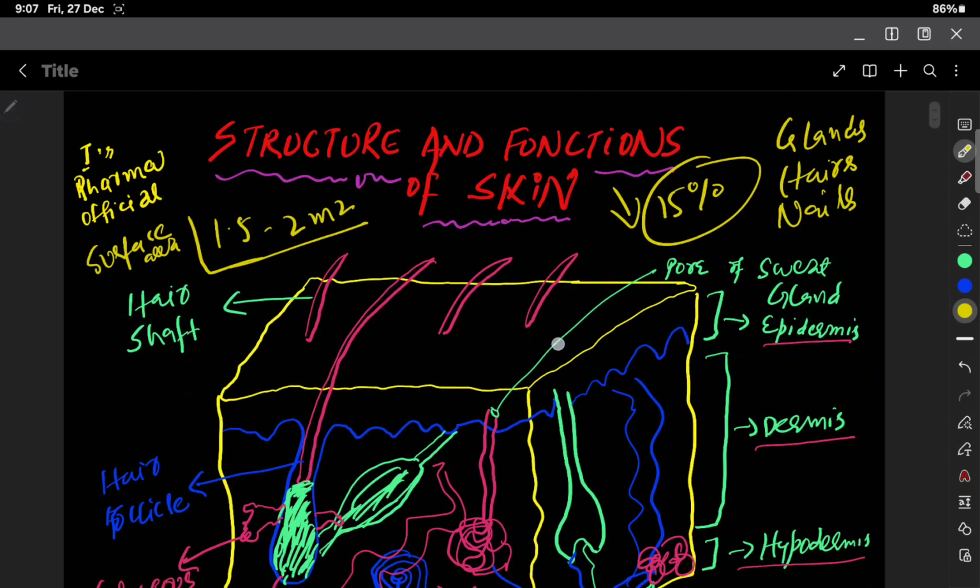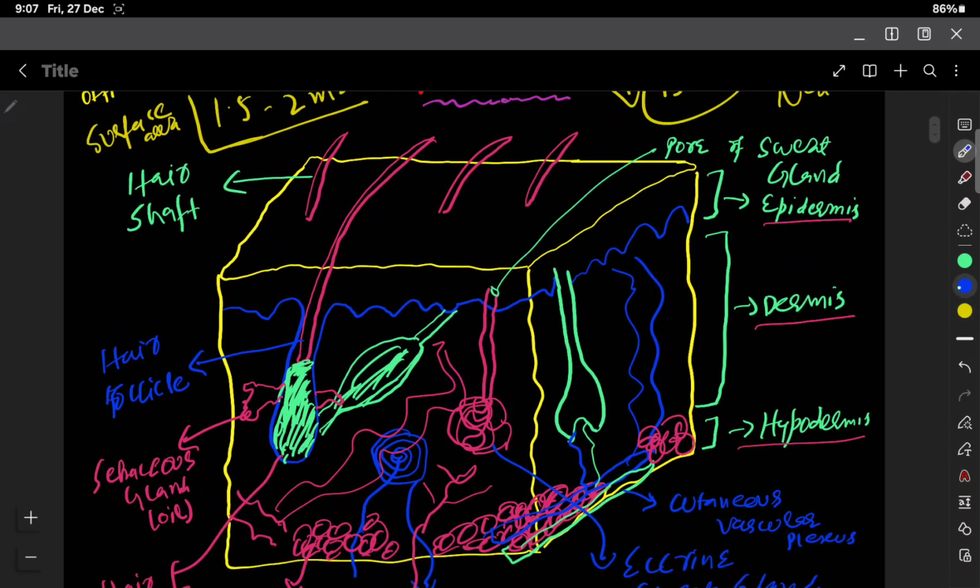There are three major layers of the skin, which I have already mentioned here. The first one is the epidermis, the second layer is the dermis, and the third layer is called the hypodermis. So epidermis is the outermost layer of the skin, dermis is the middle layer, and hypodermis is the innermost layer of the skin.